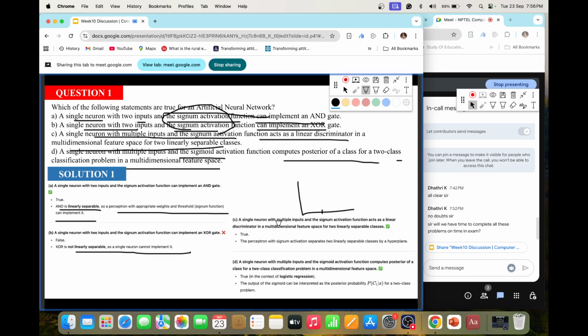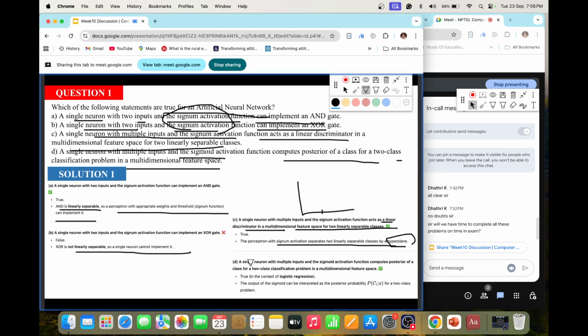Regarding the next two options, a single neuron with multiple inputs and the signum function acts as a linear discriminator in a multi-dimensional feature space for two linearly separable classes. So that is very true. The perceptron with signum function separates two linearly separable classes by a hyperplane. That I have already told you, that is the WTX plane. WTX plane is a simple line because this is 2 dimensional, but whenever we are talking about more than 2 dimensions, then this simple line is known as a hyperplane when it is separating it.